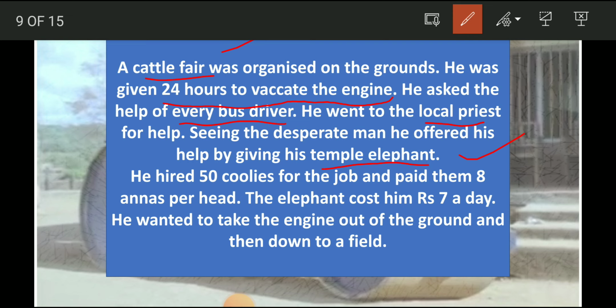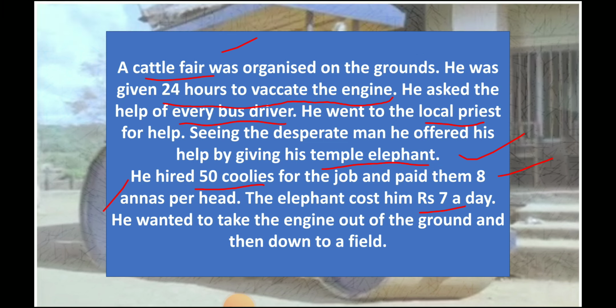See how much he has to spend on the temple elephant. He has to spend rupees 7. If he keeps it for 2 days, then 14 rupees he has to spend, and he has to hire 50 coolie people for pulling the rope, and he has to give 8 annas per head for them. Okay, and then on the driver's seat his friend Joseph will sit. So now what happens? To see this tamasha, all the people come there, children and everybody gather there. Okay, then let us see what happens.